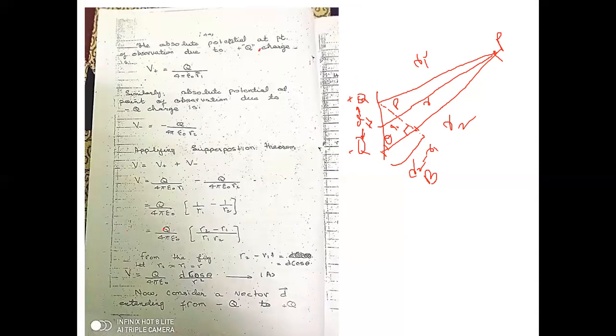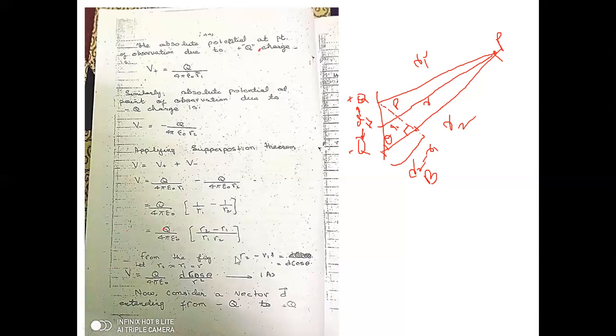So V plus is given by this relation and V minus is given by this relation. Taking q and 4 pi epsilon naught as common, we are left with 1 over r1 minus 1 over r2. Taking the LCM, r1 r2 will be the LCM, so here we will get r2 minus r1.